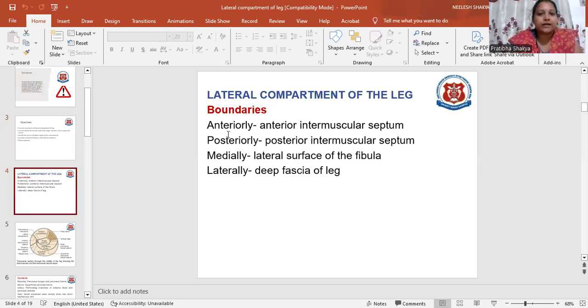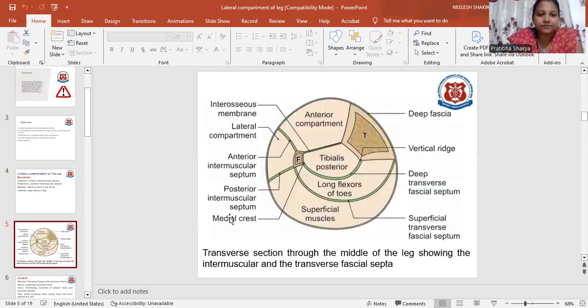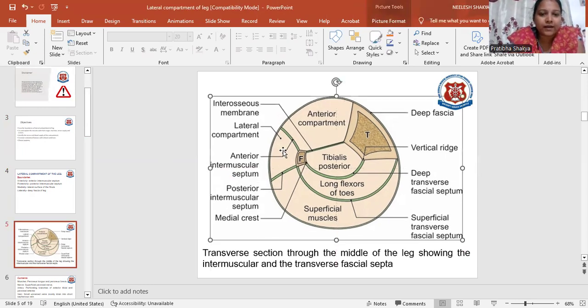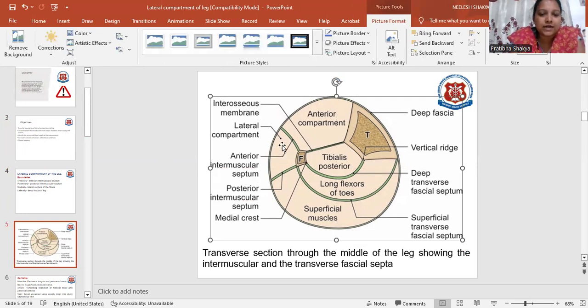Then coming to the boundaries of the lateral compartment of leg. For understanding the boundaries, this is the diagram, which is the transverse section through the middle of the leg, showing the intermuscular and the transverse fascial septa. Here, this is lateral compartment of the leg, and this lateral compartment of the leg is bounded anteriorly by the anterior intermuscular septum, posteriorly by the posterior intermuscular septum, laterally by the deep fascia of leg, and medially by the lateral surface of the fibula.